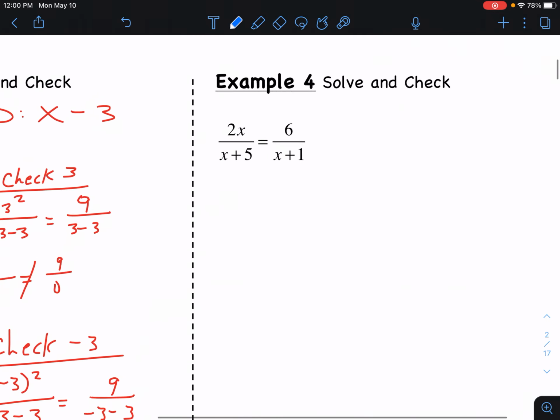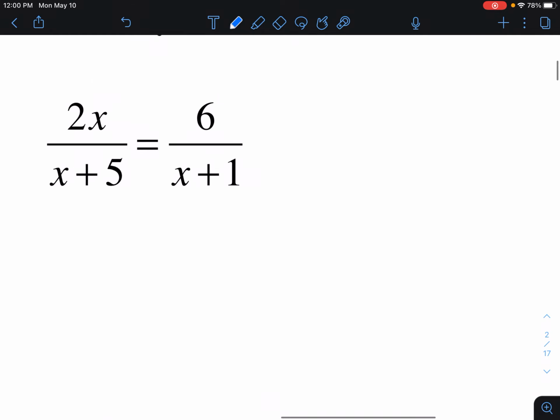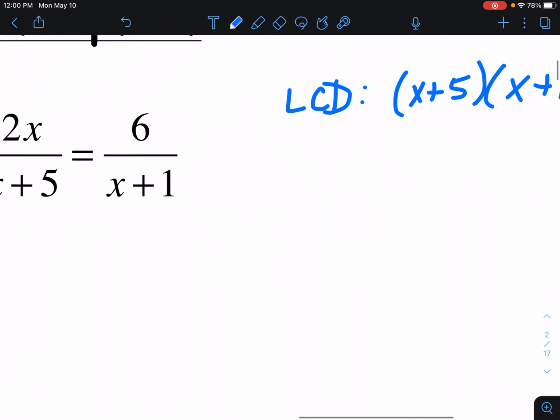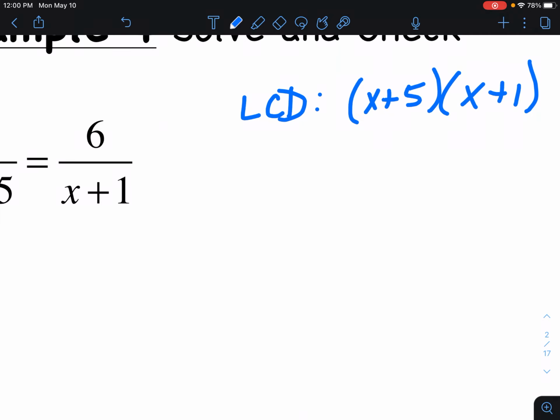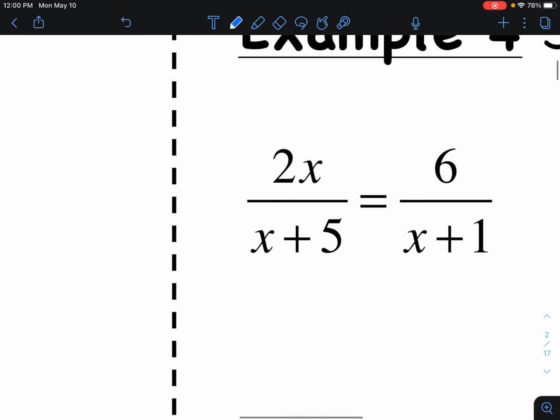Okay, let's try another problem here. A little more difficult again. So we have x plus 5 and x plus 1 as my denominators. So this gets a little tricky here. We're actually going to have my LCD being two binomials. It's x plus 5 times x plus 1. So remember, you're going to take your LCD and multiply everything by your LCD. Be patient here. It's going to seem a little confusing, but it'll work out.